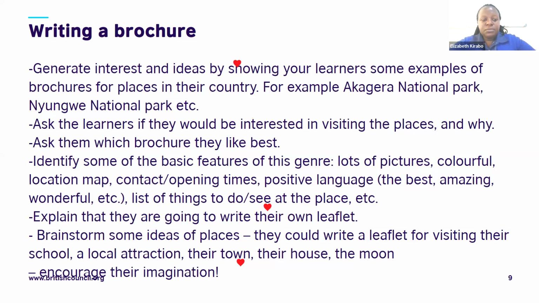Then they should also be told that they are going to write their own leaflet. After they've had a feel of what a brochure looks like, the different parts of a brochure, they should be ready to write their own brochure. Then as a class, with your guidance, brainstorm some ideas of places they could make a brochure for. And then encourage them to be very imaginative and creative while making their brochures.